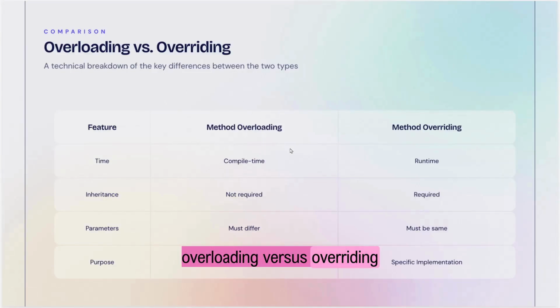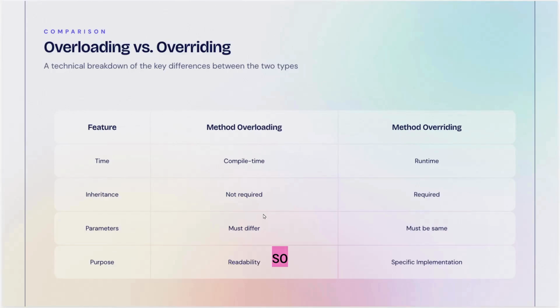So overloading versus overriding. A technical breakdown of the key differences between the two types. Okay. So here the method overloading is compile time and the method overriding is runtime. In the method overloading, inheritance is not required. In the method overriding, inheritance is required. In the method overloading, parameters must differ. In the method overriding, parameters must be same. In the method overloading, the purpose should be readability. In the method overriding, the purpose should be specific implementation.